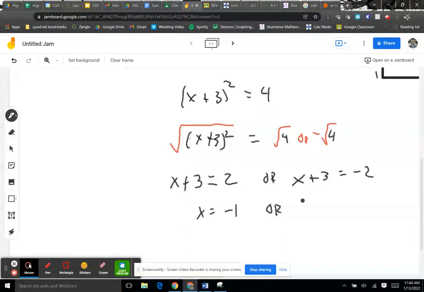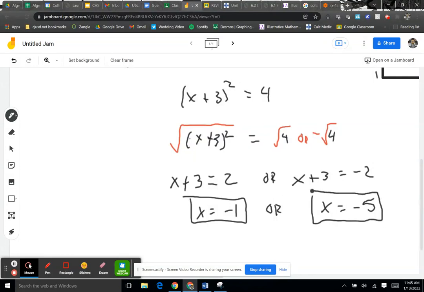Or, over here, x plus 3 equals negative 2. Well, in order for that to be true, we could subtract 3 from both sides, or we can just think negative 5 plus 3 is negative 2. So x equals negative 5. And we have our solutions. x is equal to negative 1, or x is equal to negative 5.